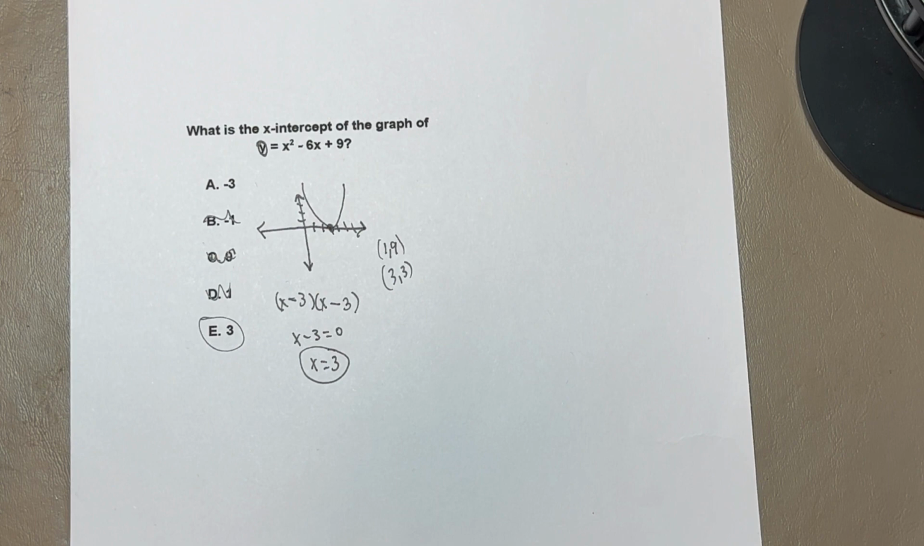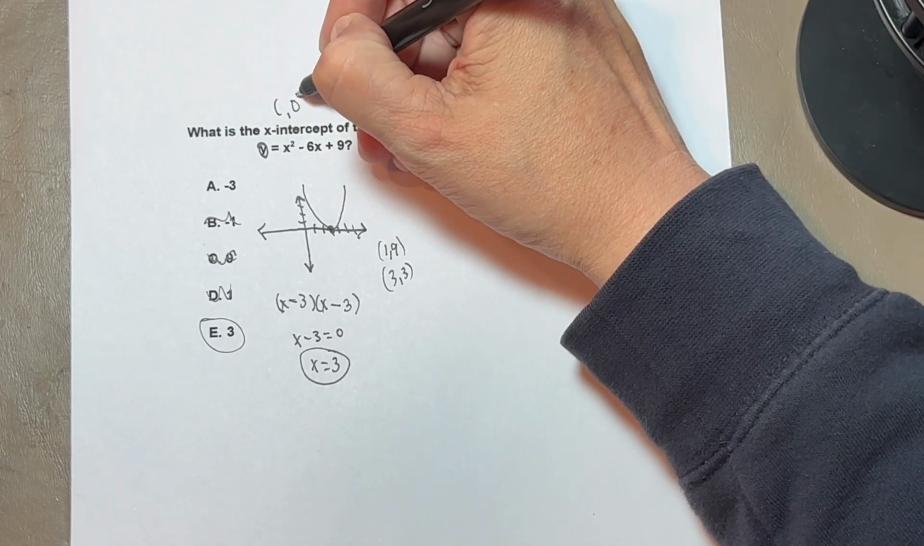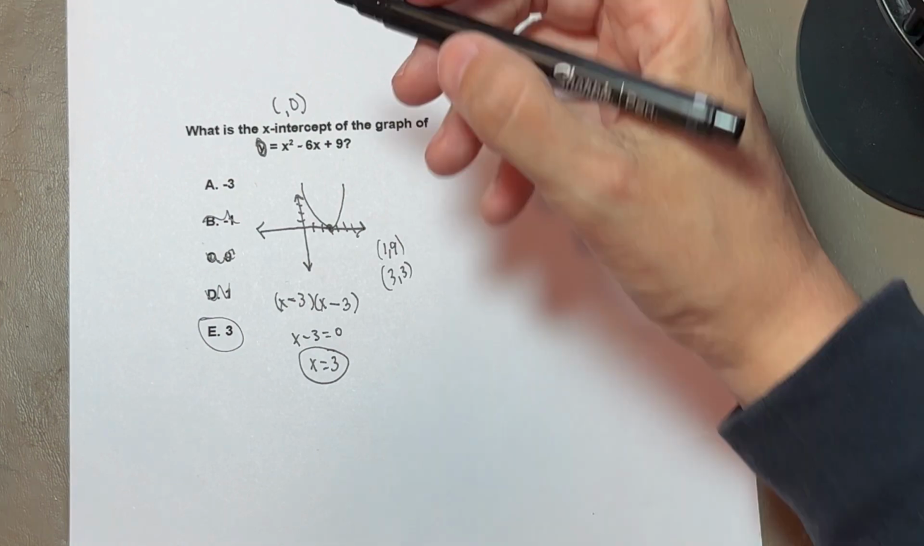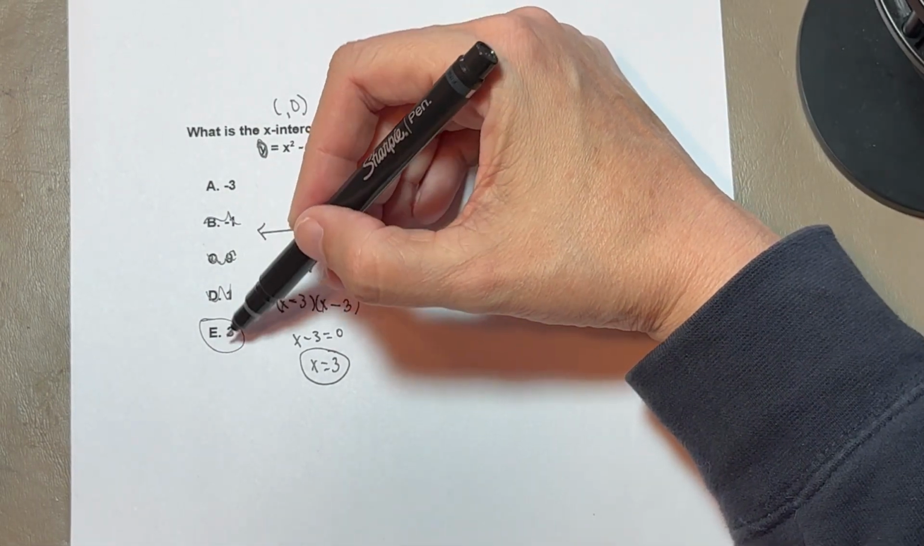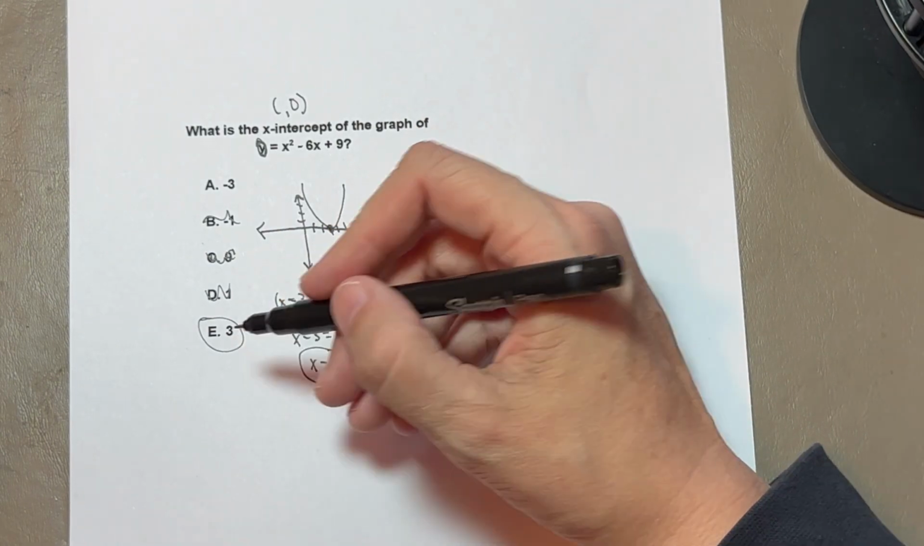Now let's do the last method. Say you just can't do either of those methods. If it's the x-intercept, y is 0. So we made y 0. So we need to know which one of these numbers, when you put it in for x, will give us 0. Let's just do the answer.